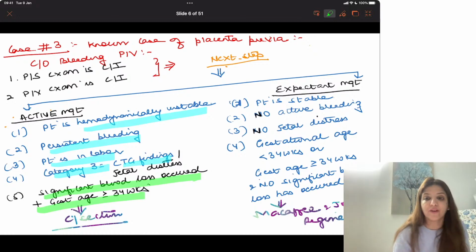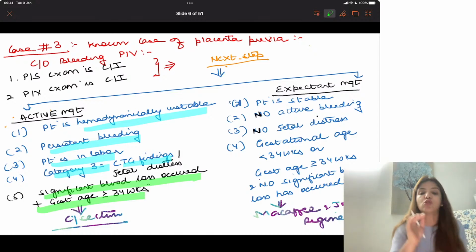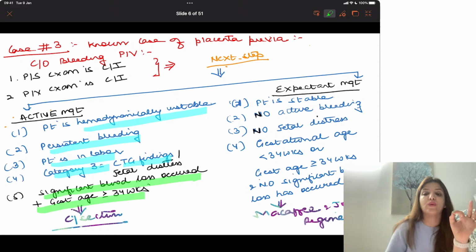Expectant management is the McAfee and Johnson regime, and I'm sure all of you know the steps of the McAfee and Johnson regime. What are the indications for doing expectant management? Number 1, the patient is stable. Number 2, there shouldn't be any active bleeding. There shouldn't be any fetal distress. Either gestational age is less than 34 weeks, and for all patients with gestational age less than 34 weeks, I have to do expectant management. If gestational age is more than or equal to 34 weeks, then I am going to do expectant management only and only if there is no significant blood loss. Right? So till edition 5, till earlier editions, we were taking the landmark as 37 weeks. Now it is 34 weeks.